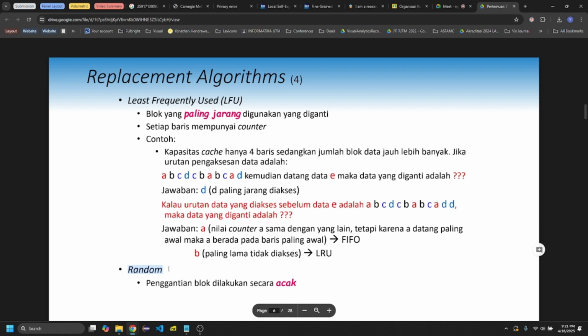Jadi kalau random di sini, kalau ada data baru yang mau masuk, mau dituliskan ke cache, maka dipilih secara random, secara acak, mana yang harus dibuang. Nah, performanya gimana? Performanya ya kadang bisa bagus, kadang bisa jadi jelek. Karena sekali lagi random di sini.